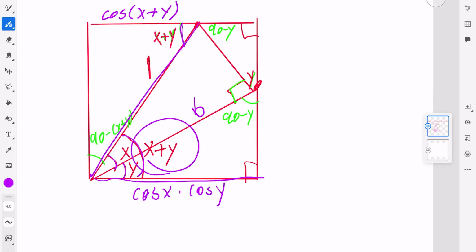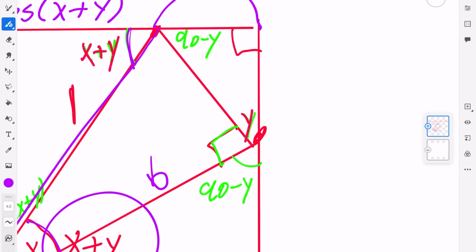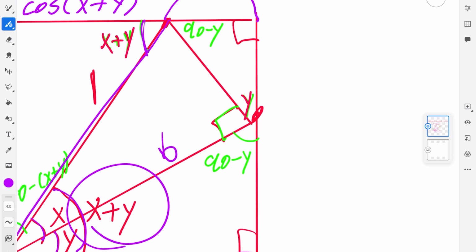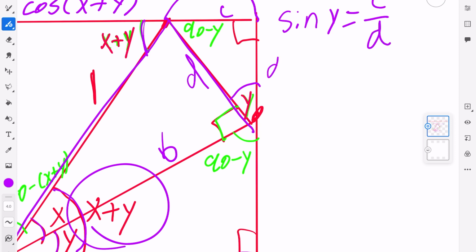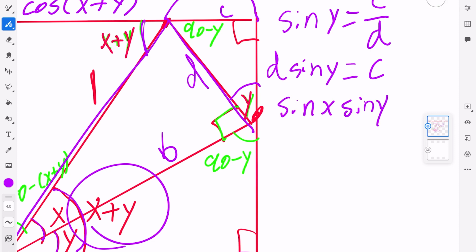And let's continue. Now we want this side. So this sine, we can use sine of this and get divided by this. So let's name this c and name this d. So sine y equals c over d. We want to bring d to the other side. D sine y equals c. D, once again, we use this x, and then we take the sine of this x, so we get d over 1. D over 1 is just d, so we can substitute sine x, sine y for c.